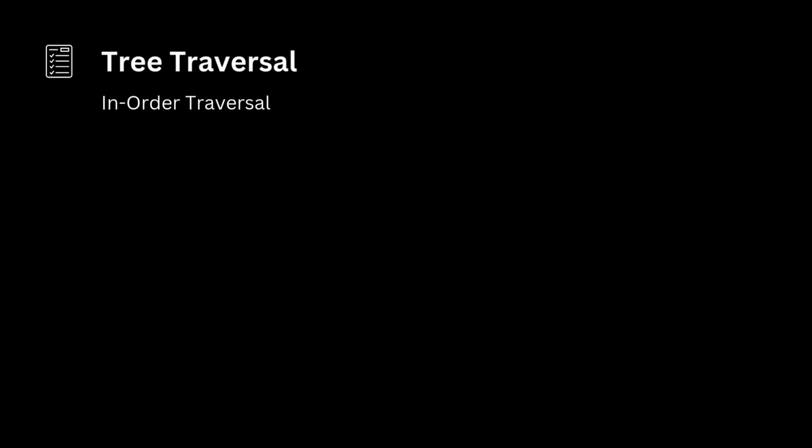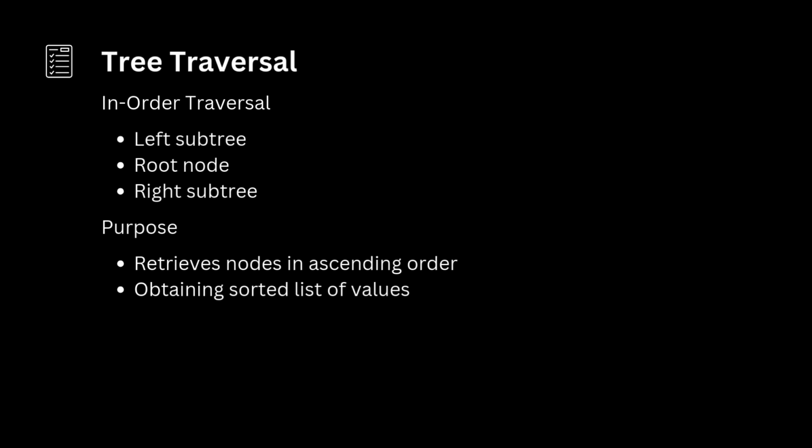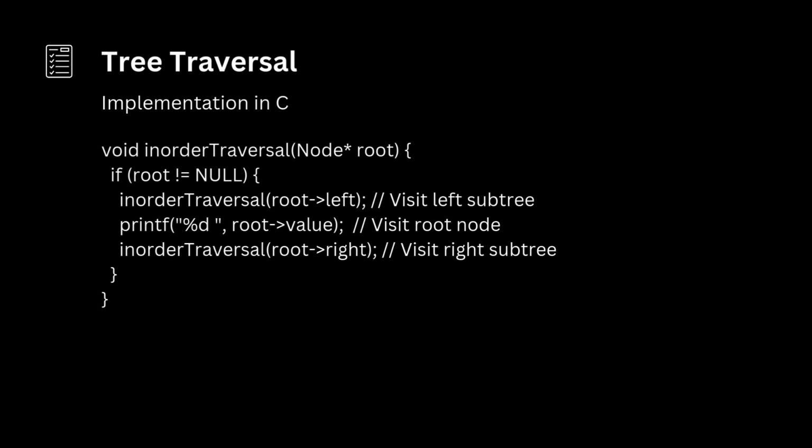In the in-order traversal, nodes are recursively visited in the following order: left subtree, root node, right subtree. Purpose: for binary search trees, in-order traversal retrieves the nodes in ascending order. This is useful for obtaining a sorted list of values. This is the implementation in C language.